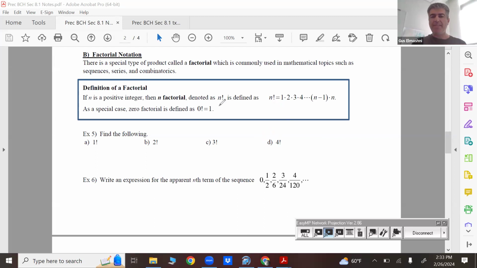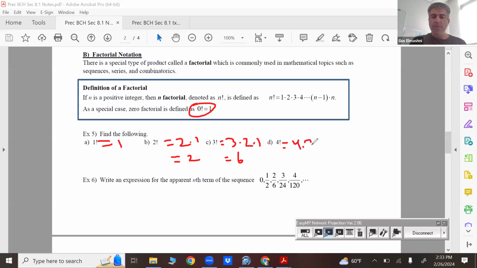The only special case is 0. 0 factorial is 1. I don't know why. But all you do is count down to 1 and you multiply it out. Like this is just 1. That's 2 times 1, which of course is 2. That's 3 times 2 times 1, which of course is 6.